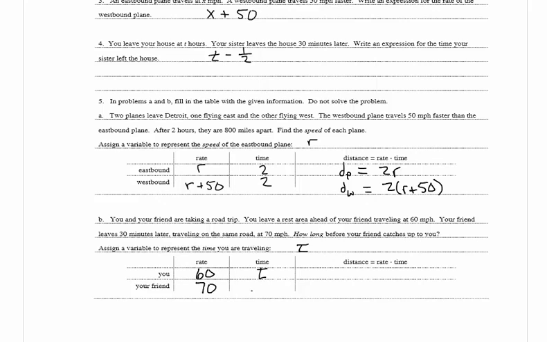Now for your friend's time, it told us that your friend is leaving 30 minutes later. We need to think about 30 minutes in terms of hours, so we're going to have 1/2 of an hour. So we have t minus 1/2. Now distance for you is equal to 60t. And distance for your friend is equal to 70 times t minus 1/2.